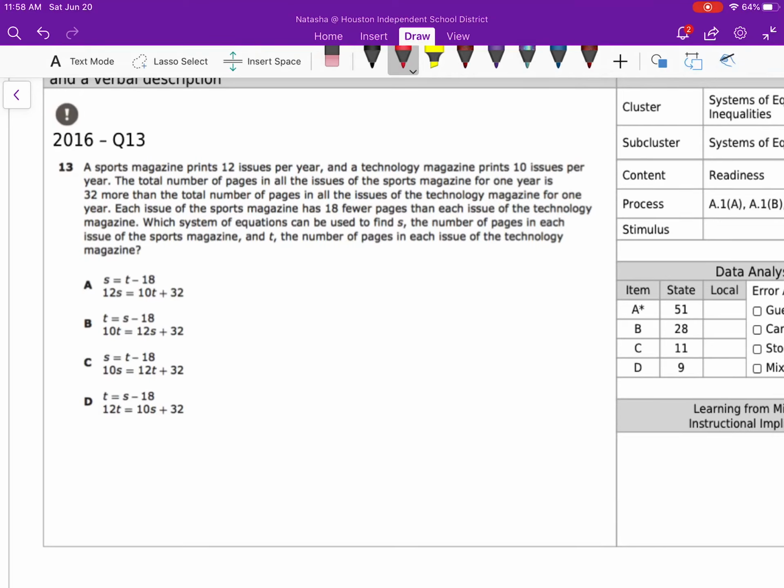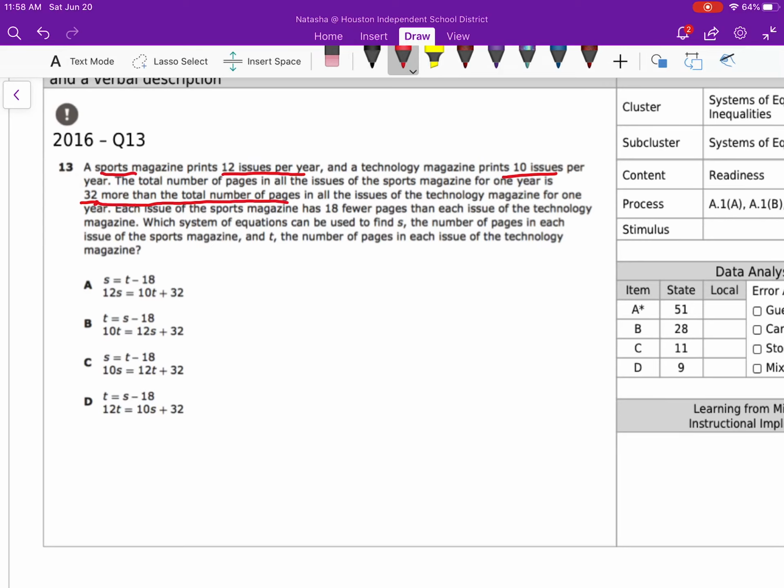All right, so we are still writing a system of equations. A sports magazine prints 12 issues per year, and a technology magazine prints 10 issues per year. The total number of pages in all issues for the sports magazine for 1 year is 32 more than the total number of pages in all issues in the technology magazine for 1 year.